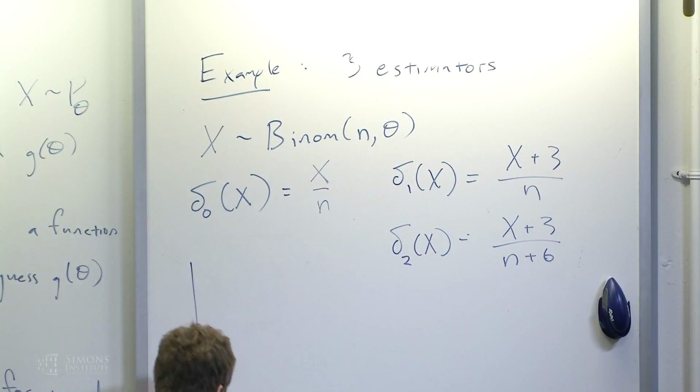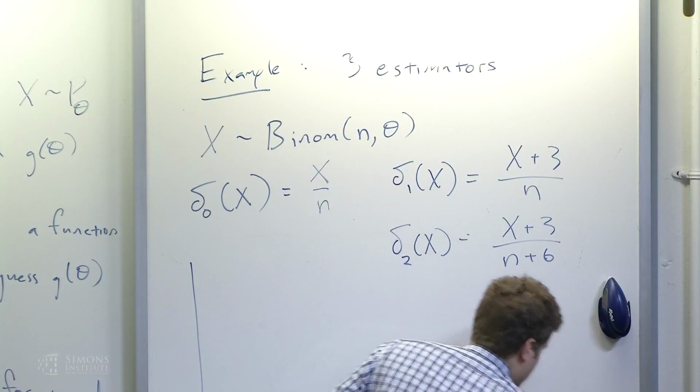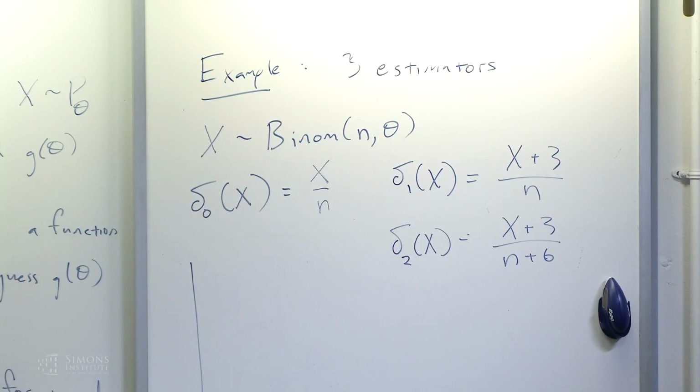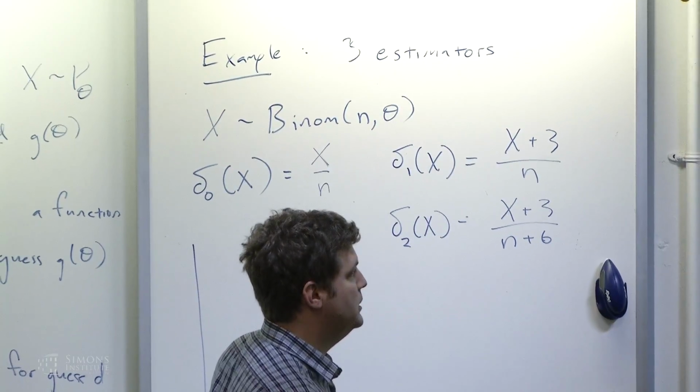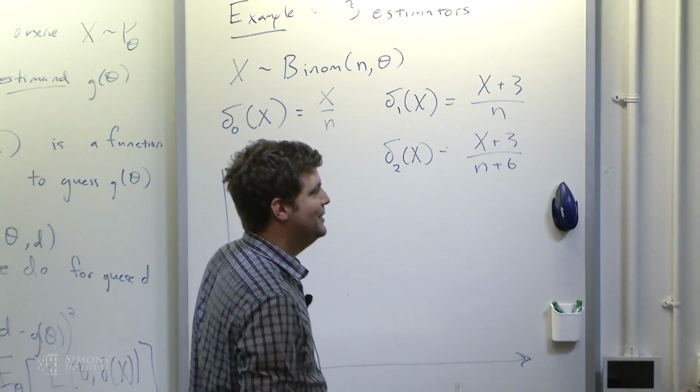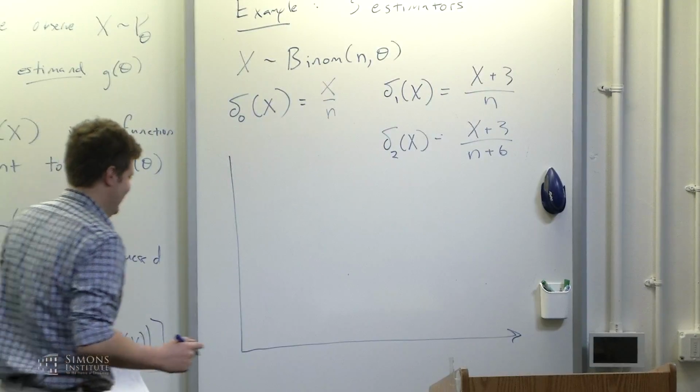So for each of these, can people see this? Plot. Oh, the camera can only go so low. No? Okay. Good. Thanks.